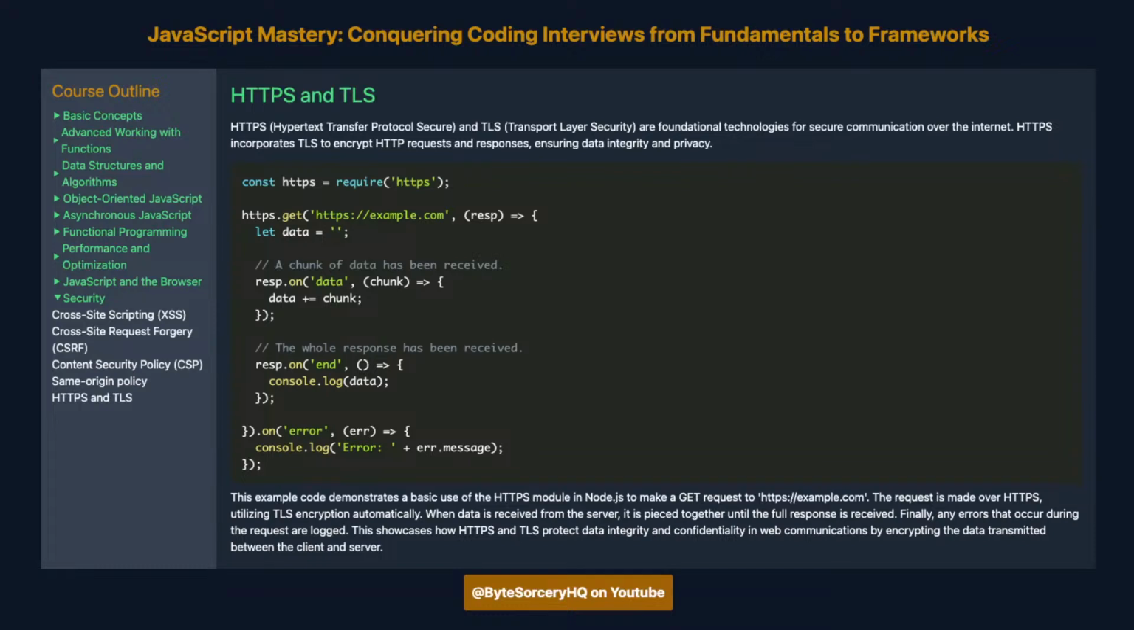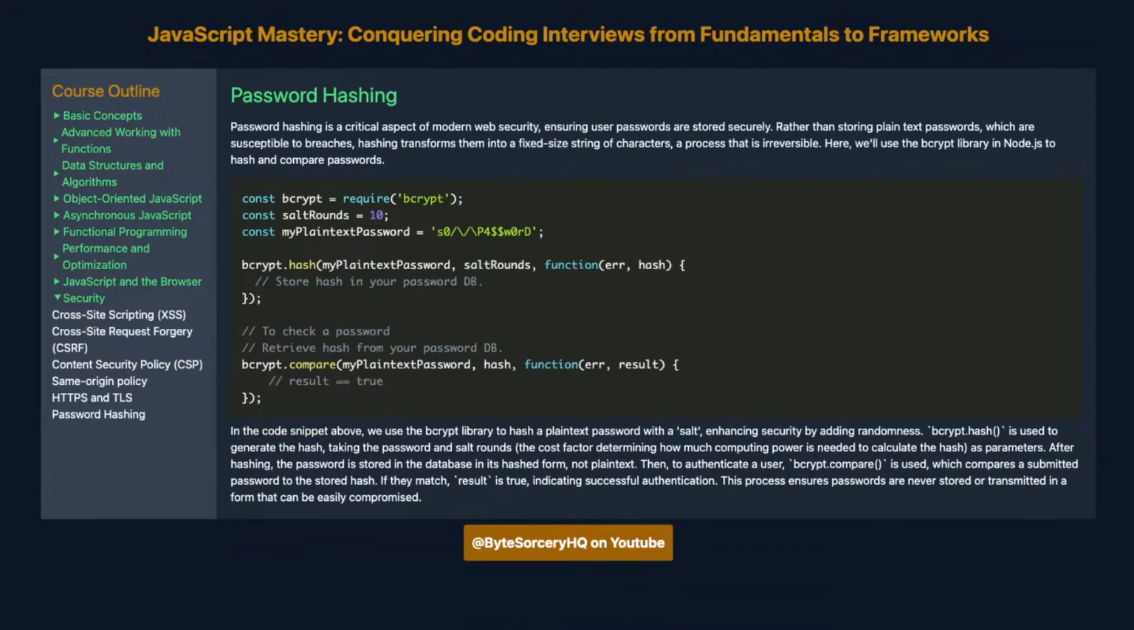This example code demonstrates a basic use of the HTTPS module in Node.js to make a GET request to https://example.com. The request is made over HTTPS, utilizing TLS encryption automatically. When data is received from the server, it is pieced together until the full response is received. Finally, any errors that occur during the request are logged. This showcases how HTTPS and TLS protect data integrity and confidentiality in web communications by encrypting the data transmitted between the client and server.